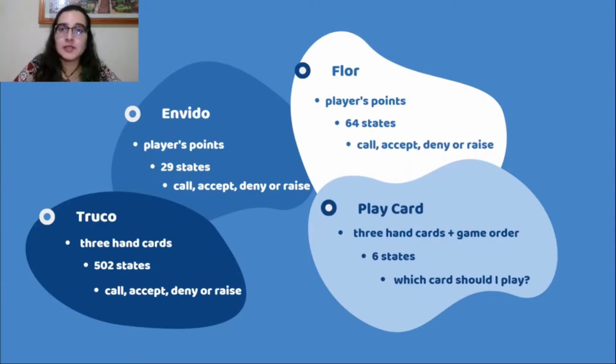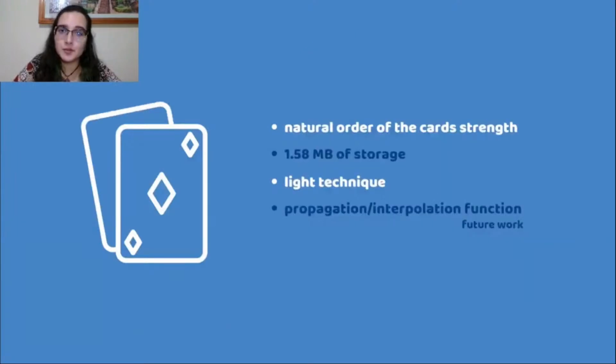In Play Cards mode, the agent needs to find the right card to play. The cards are divided into low, medium, and high, and the six states in this mode combine these levels. The proposed modeling represents the natural order of the cards' strength and also considers the opponent's cards when calling, accepting, denying, or raising a bet.